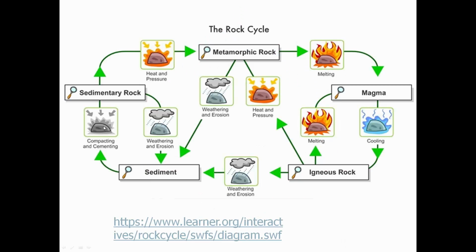Here's a better view of a rock cycle, a little more complicated. If you go to this site right here, you can see an interaction of these. We have heat and pressure making metamorphic rock, we have melting into magma, we have cooling for igneous rock, we can melt it back into magma, we can heat and pressure it back into metamorphic rock, or we can weather and erode it and turn it into sedimentary rock. You can see it goes from anywhere to anywhere on here.